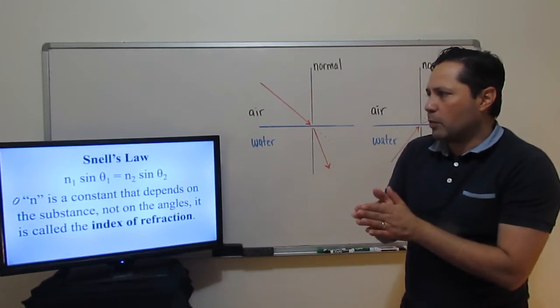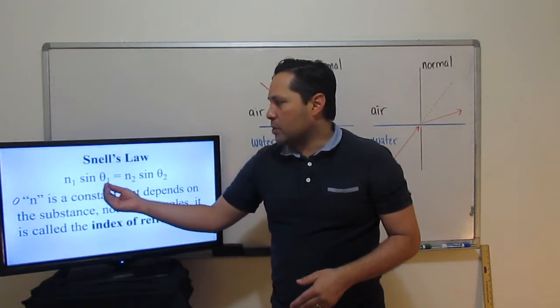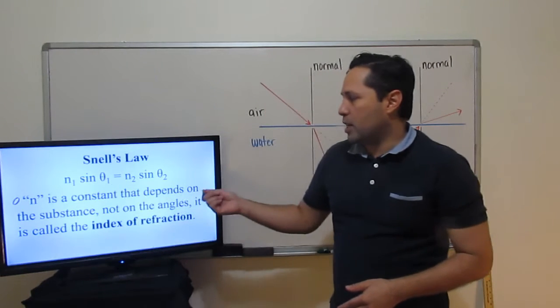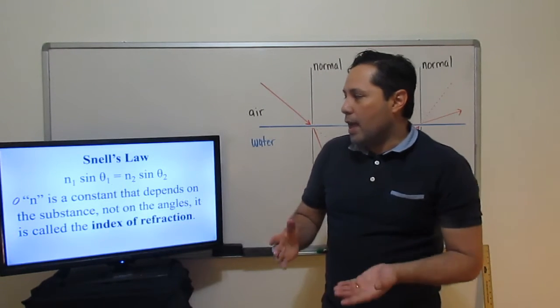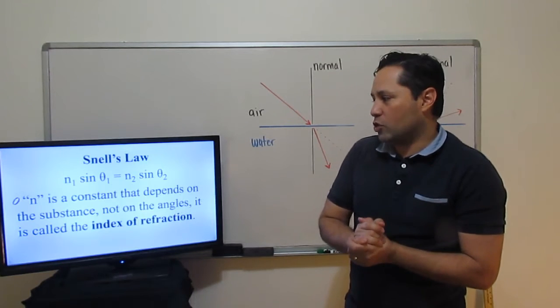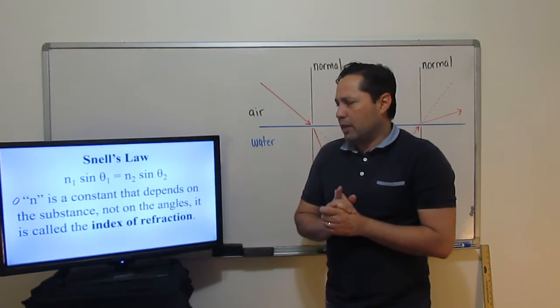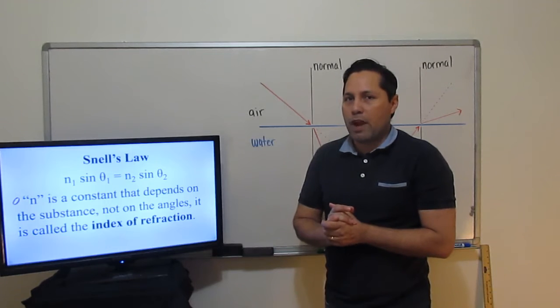Alright, now let's take a look at the equation for Snell's law. Snell's law is a fairly simple equation. N1 times sine theta 1 is equal to N2 times sine theta 2. The N is a constant that depends on the substance, not the angles. Alright, that is referred to as the index of refraction.